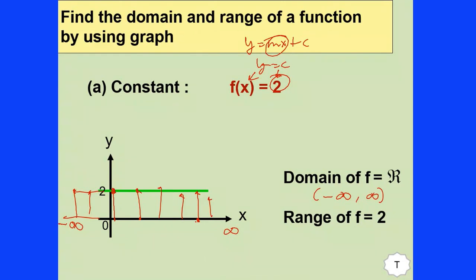Sini ke sini. But for range, dia kat y axis at 2 je. Satu number je. So range dia only 2 saja. Ini je. Okay. Jadi ini constant. Domain real numbers, range 1 je. Tengok y. Ni tengok x, ni tengok y. Okay. You all kalau tak faham terus kita interrupt ni.